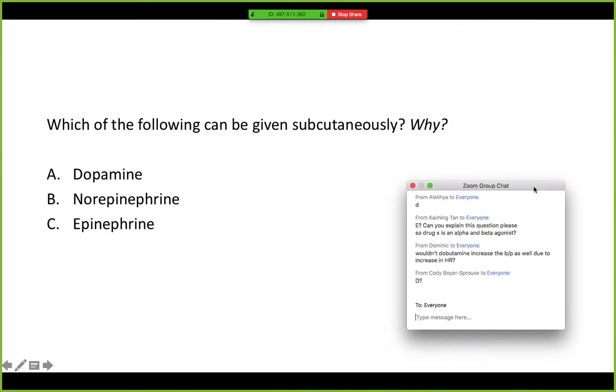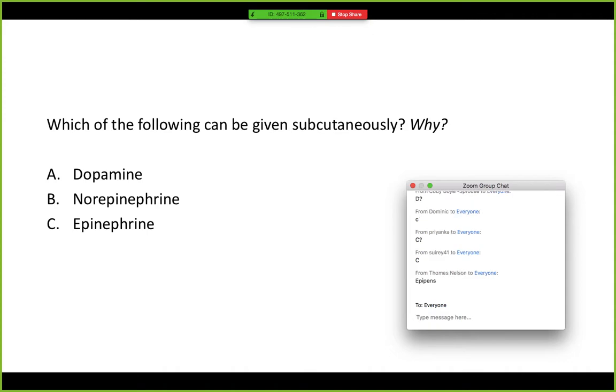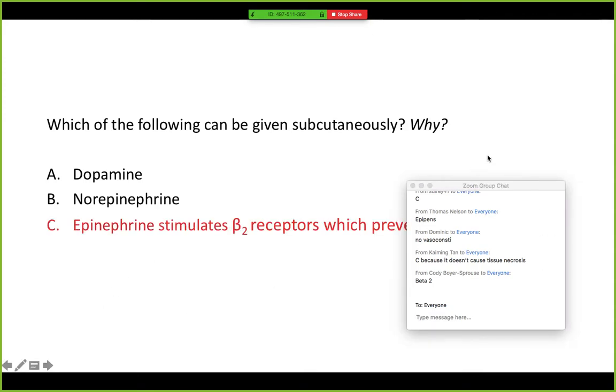Okay, so which of the following can be given subcutaneously and why? Right, C. Why does it not cause tissue necrosis? Right, because you're stimulating your beta 2 receptors. Yep.